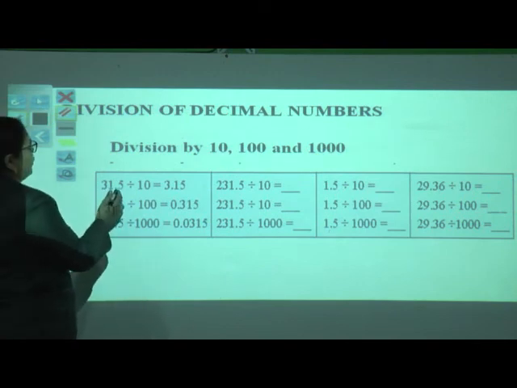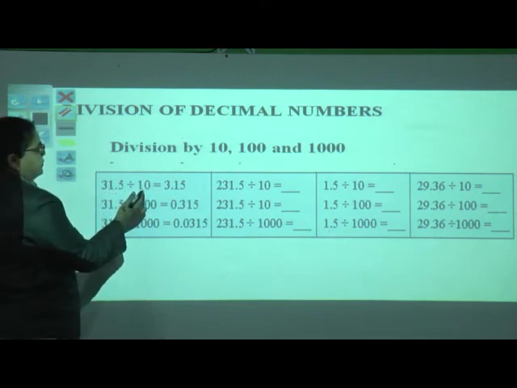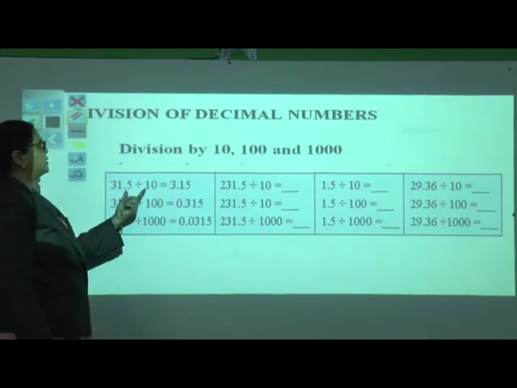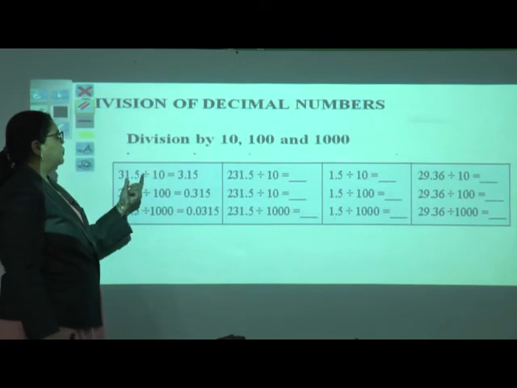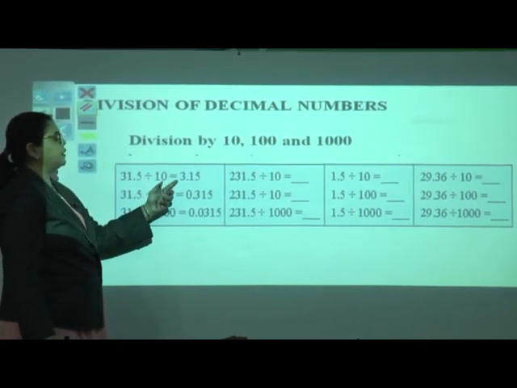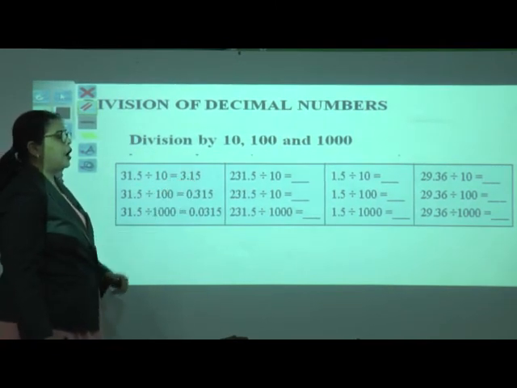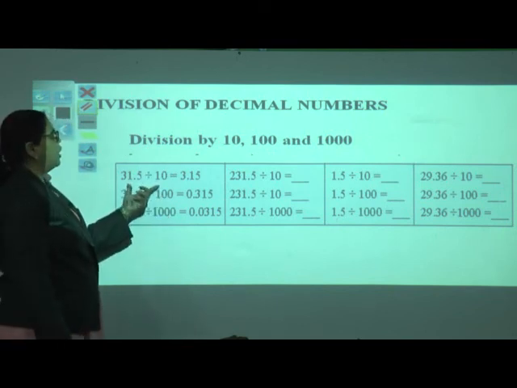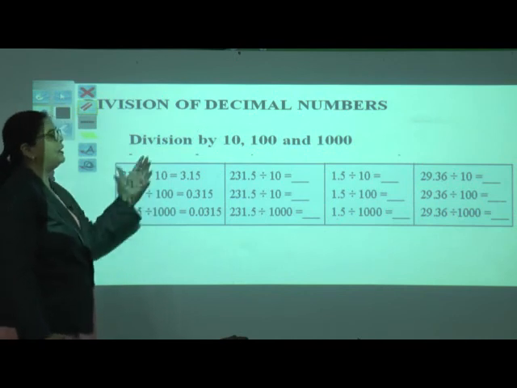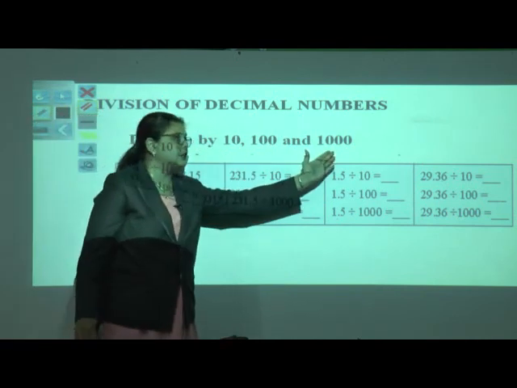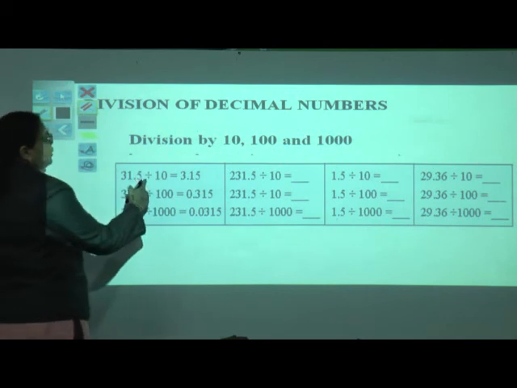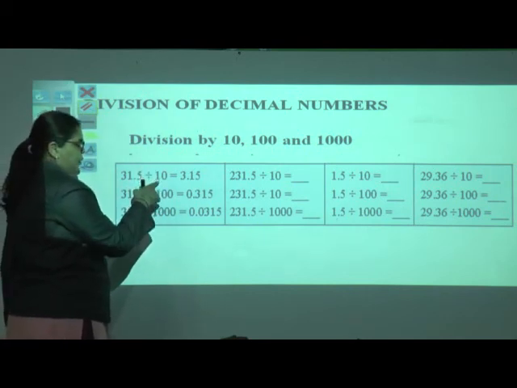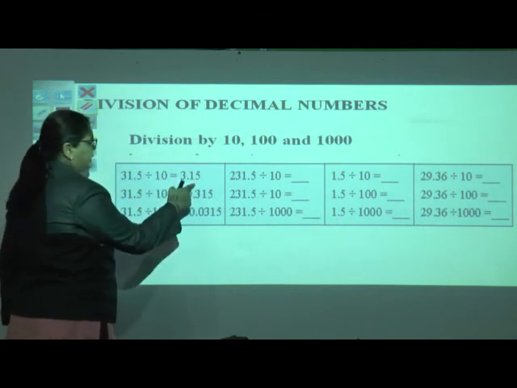Here, 31.5 divided by 10, they had written a direct answer here. What is it? 31.5 divided by 10 is equal to 3.15. How did you get it? We can do it stepwise, but I will give a small trick here on how to write the answer without a calculation when dividing by 10, 100 and 1000. Now here, division is the reciprocal of multiplication. We will go directly to how to write the answer.